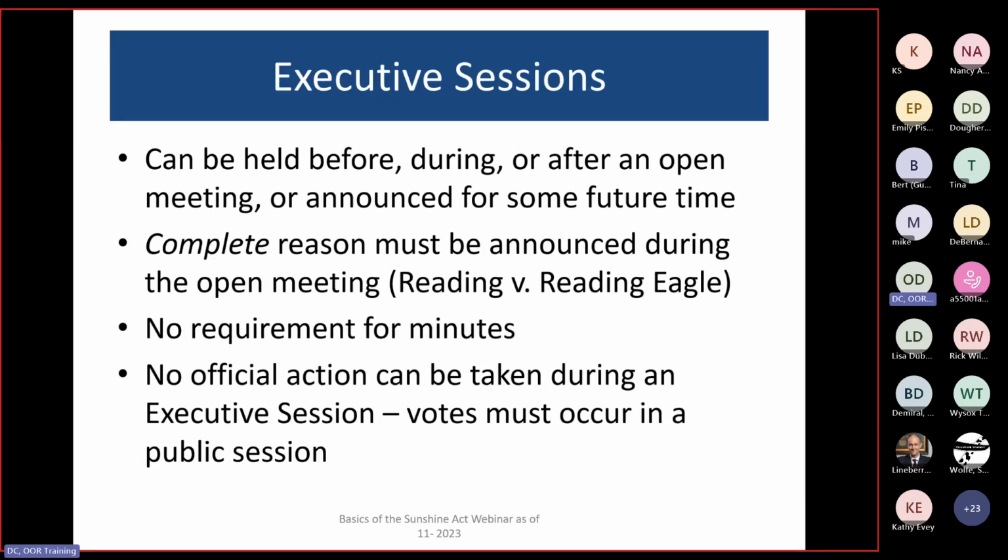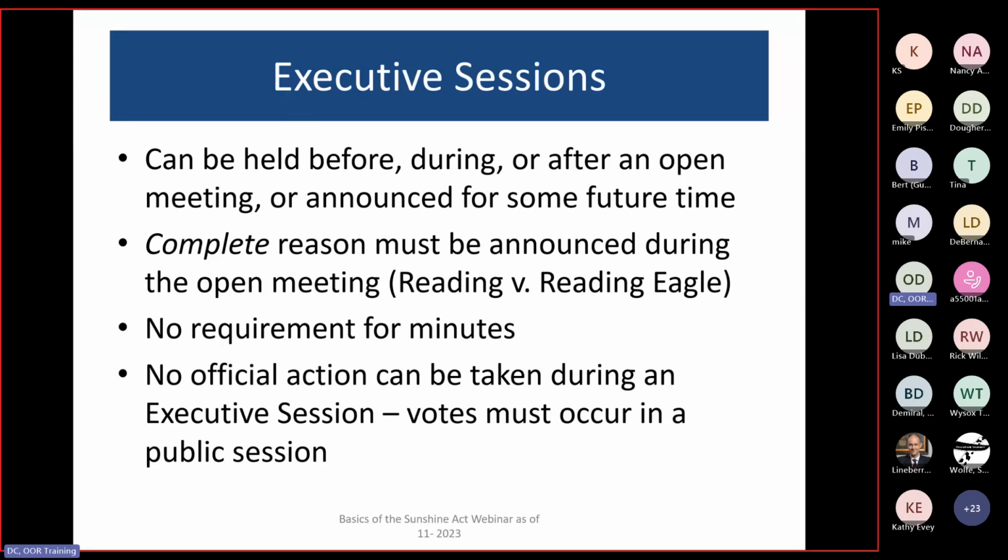Now, executive sessions. A board can gather outside of the public eye to discuss sensitive, non-public issues, but it must adhere to certain provisions within the Sunshine Act for that to be legal. When they gather like this, it's called an executive session. They can be held before a public meeting, during, in the middle of a public meeting, or after that public meeting has concluded and announced for some future time. When you're announcing that either you've had an executive session or you're going into executive session, you must provide the complete reason. And this goes back to what I was describing when it comes to agenda items.